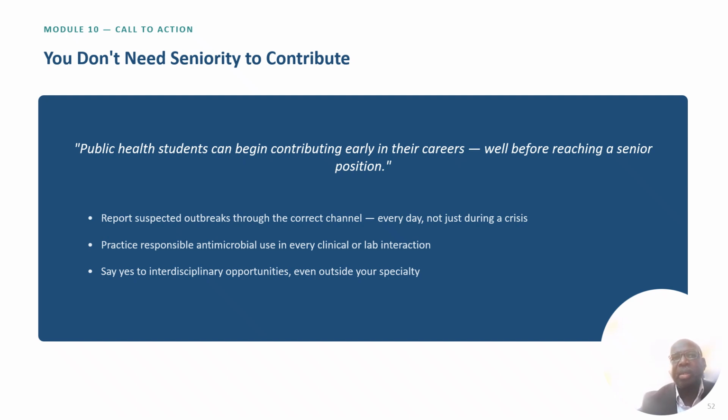And you do not need to be senior to contribute. Anyone can contribute, with either a little experience or a solid level of experience. Public health students can begin contributing early in their career, well before reaching senior positions. What we have done now as part of the outbreak training program will also be considered the first part of your contributions to outbreak control or outbreak investigations.